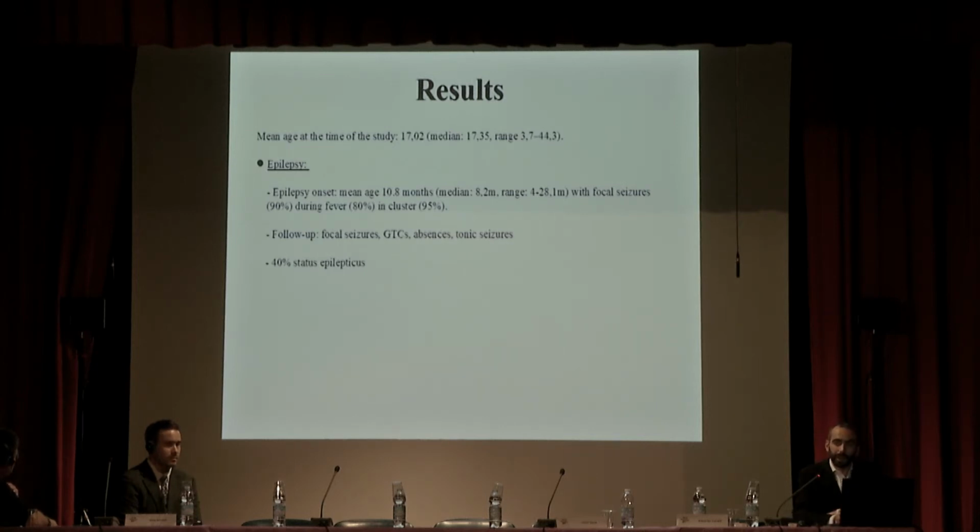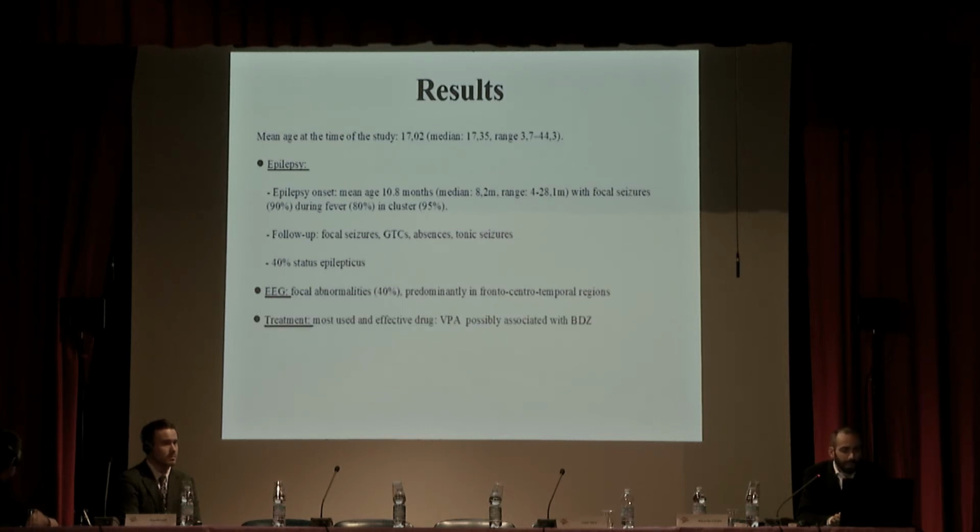80% in cluster. We also have observed other follow-up tonic seizures, GTCs, absences, and focal seizures. 40% suffered from status epilepticus. We observed the EEG carried out during the last follow-up and observed that 40% of patients had focal abnormalities, predominantly in the frontocentral temporal regions.